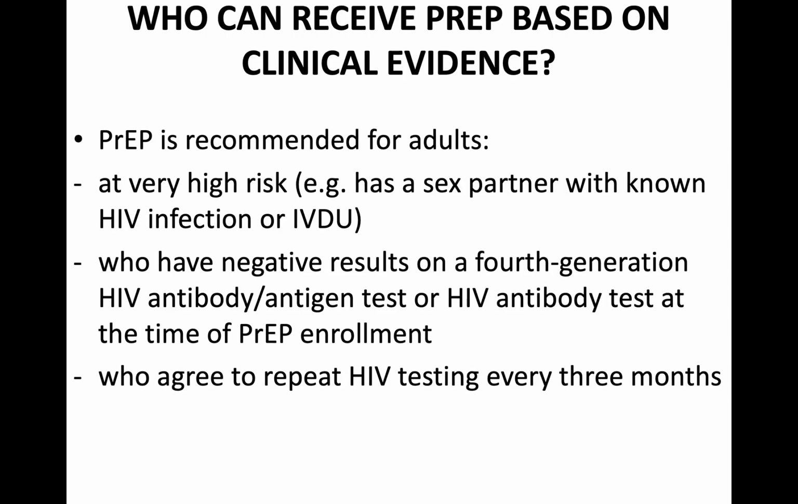The recommendations to be included in a PrEP program, to be at high risk: if you're an IV drug user, that's mostly what we're seeing, or if you're a sex worker, if you have a partner who has HIV, but you have to be HIV negative to be in a PrEP program. And they agree, again, to receive the counseling and to have repeat HIV testing every 3 months.